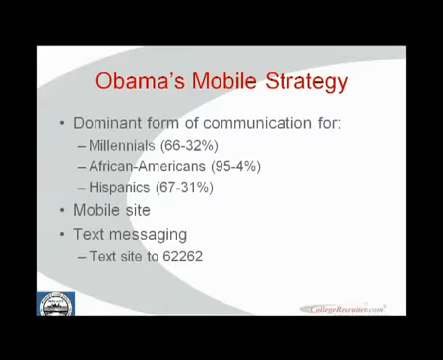Let's talk about Barack Obama and how he used mobile marketing in his most recent campaigns, both the primary and the presidential. He did a brilliant job. Now, why was mobile marketing so important to Barack Obama? Well, before the race really even started, he understood that he was going to have three key constituents, three groups of voters that had to turn out in massive numbers in order for him to win.